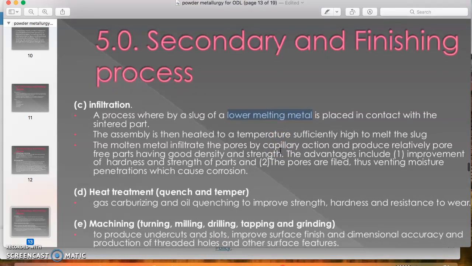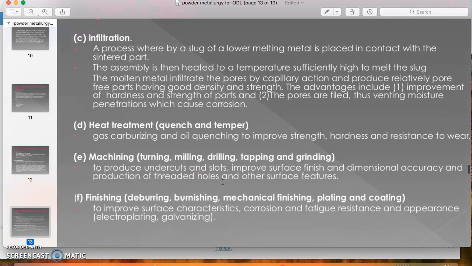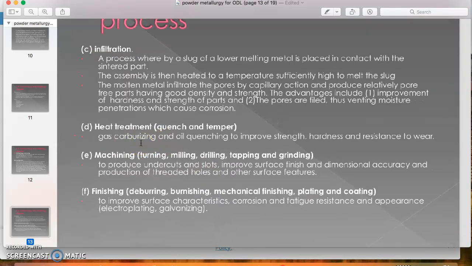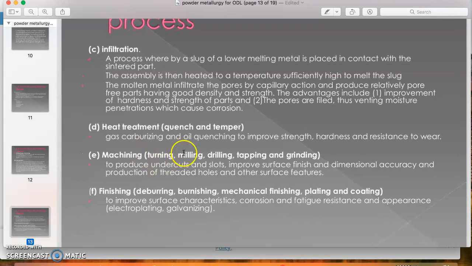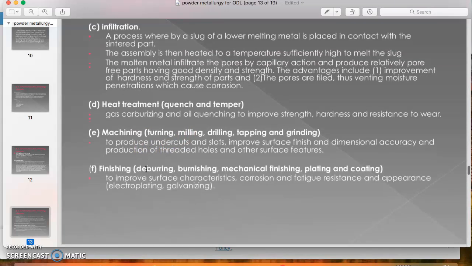The advantage of infiltration is that it improves the hardness and strength of the part. And the pores are filled, thus preventing moisture penetration which causes corrosion. So another advantage is that we can prevent corrosion. Other processes are heat treatment to increase the strength, machining to improve the surface or the size, and finishing such as deburring, which is also used to improve the surface of the part.